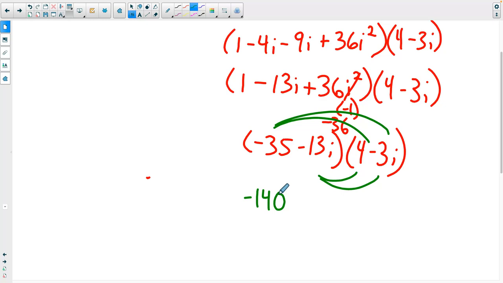Next piece gives us what? I'm going to take the -52. I'm going to tack an i onto it. That's going to be our third term. That's what you would get from the 13i and the 14. What about -35 times -3i? We do end up with 105i.